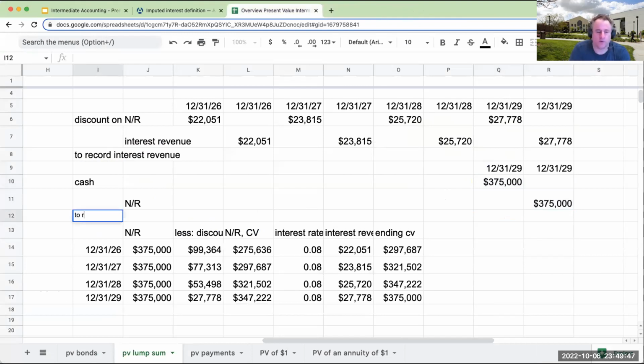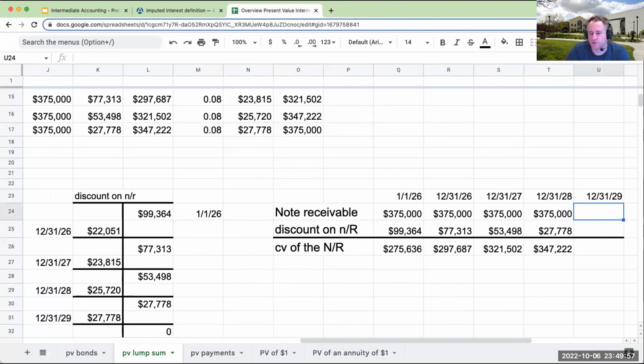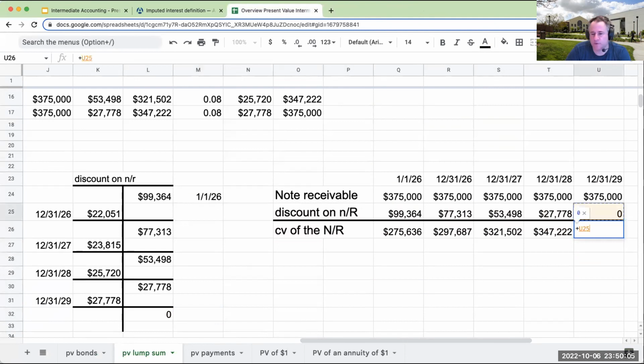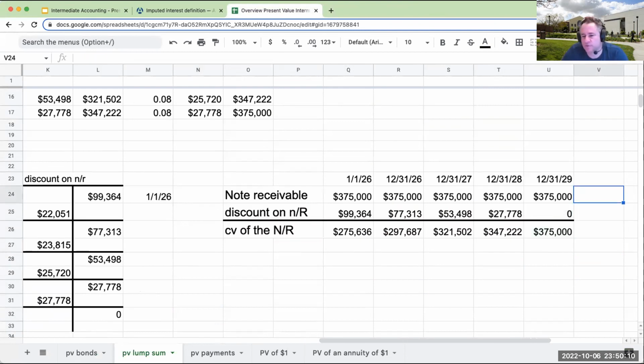Okay, so right over here, we're going to keep them separated. So this would be to record payment of the note. Over here, I've got my discount on notes receivable. What does this look like over here on 12/31/29? Well, prior to this being paid off, we would be showing 0 here, and then you'd have 375 over here. And then this would go down to 0. So pre-payment, post payment, 12/31/29, it would be at 0.